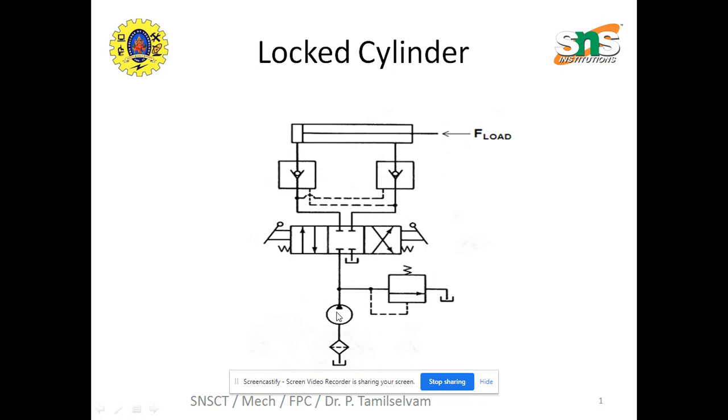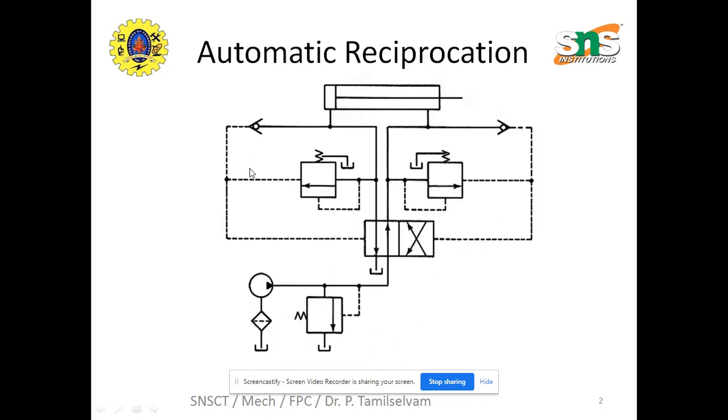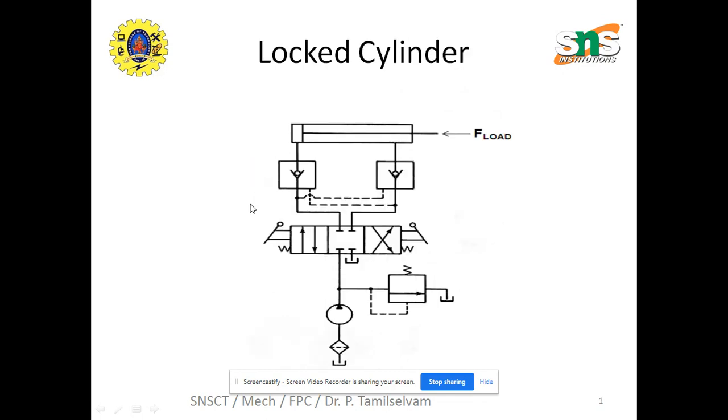here, so that the pumped fluid from the pump will come and it will go to this, and the oil comes to the rod end of the cylinder, so that the piston starts moving towards left. By the time also, here the oil present in the blank end side will come towards this, and this is the pilot operated check valve. Therefore this senses the pilot pressure here, therefore it will permit the flow in the downward direction also, so that it will come and it will go to the tank.